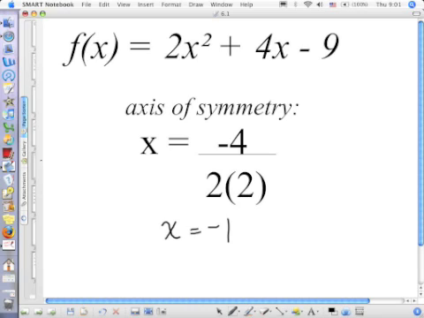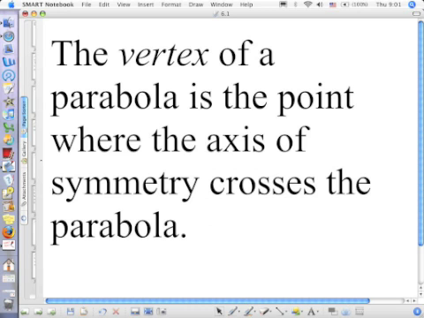-1. So already we know that we have a parabola opening up, and now we know that the center of this parabola is shifted to the right or the left of the y-axis. To the left of the y-axis. Okay, because the axis is the center of the parabola. The next thing we need to find is where is the vertex on this thing? Because we know it opens up, we know it's sitting to the left of the y-axis, but is it down low or is it up high? Where is it? So we try to find the vertex, which is the point where the axis of symmetry crosses the parabola.